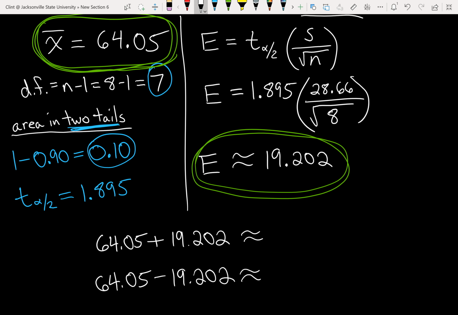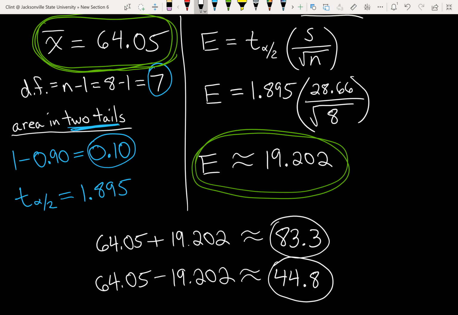64.05 plus 19.202 gives us 83.3 when we round. For our upper endpoint, 64.05 minus 19.202 will give us 44.8 for our lower endpoint. Okay. So those would be our two answers on step 2. These are our step 2 answers.